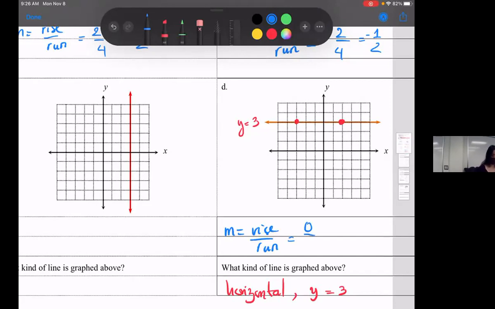Is there a run? Can I run horizontally? Yes, I just cannot rise. So 1, 2, 3, 4, 5. I run over 5 units. So 0 over 5, which is 0, which makes sense. If anything is flat, it has no slope, right? It's like cross-country skiing, relatively flat. The slope is 0. We're going to do that next time.